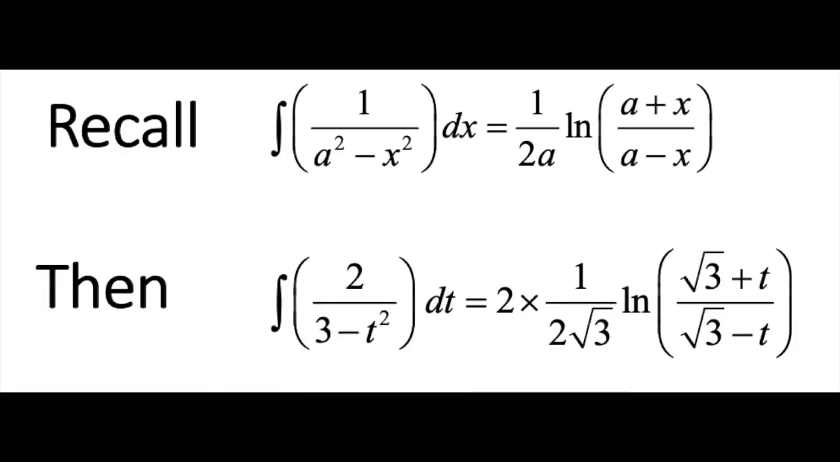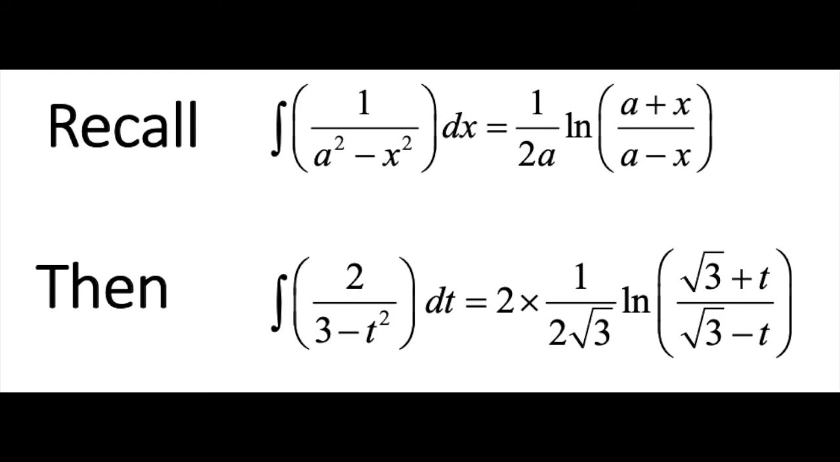Now, for this one, we can use a special formula which is provided in the booklet. Integrate 1 over a squared minus x squared dx equals 1 over 2a ln bracket a plus x over a minus x, close bracket. So this formula is normally provided for integrate 2 over 3 minus t squared dt.